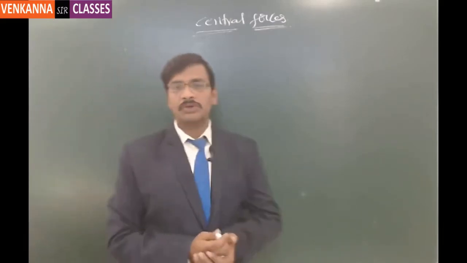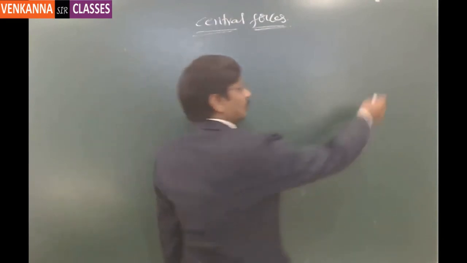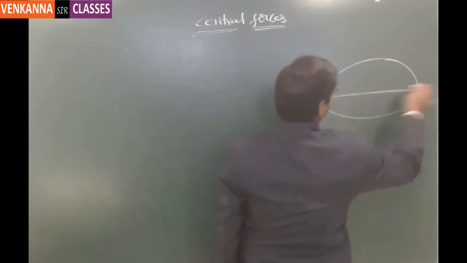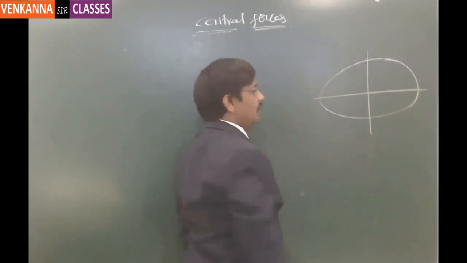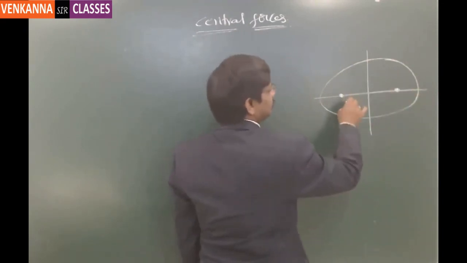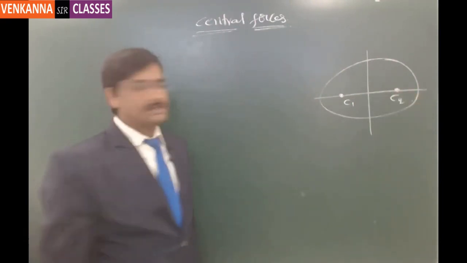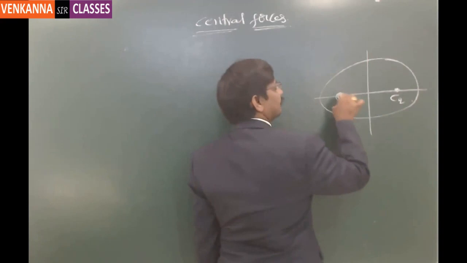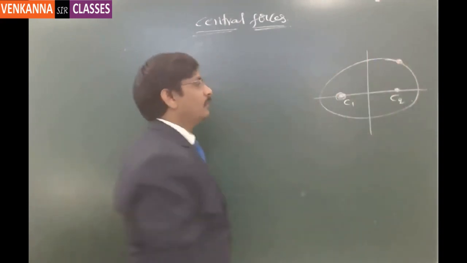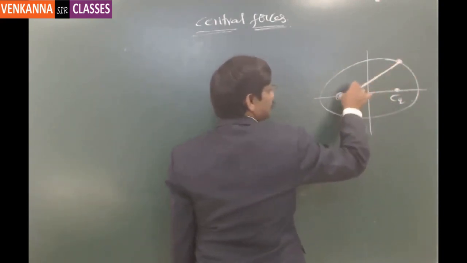So let us start. We are going to discuss central forces. By central forces we mean, suppose a planet is moving in an elliptical orbit. This is the major axis and this is the minor axis, and there are two different foci, let us say C1 and C2. Let us say the sun is located at this location and the planet is rotating around the sun like this, and there is always an attractive force between these two, always directed towards the sun.